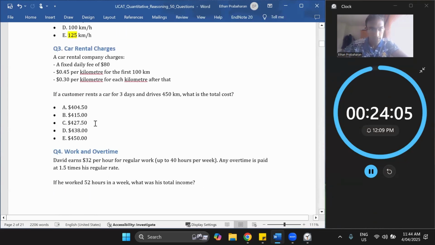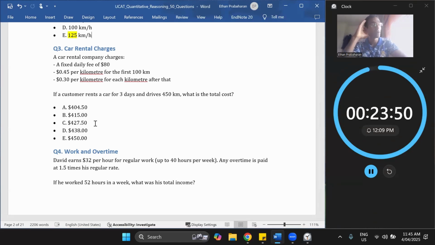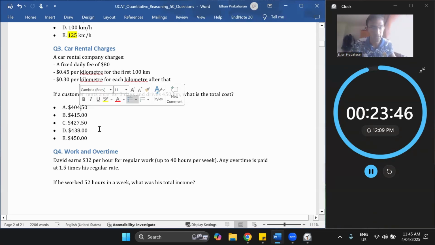Customer rents a car for 3 days and drives 450 kilometers. What's the total cost? It's 240 plus 45, which is 285. And the rest is 350 times 30, which is 105. So 285 plus 105 is 395. I've stuffed that up. Come back to that.